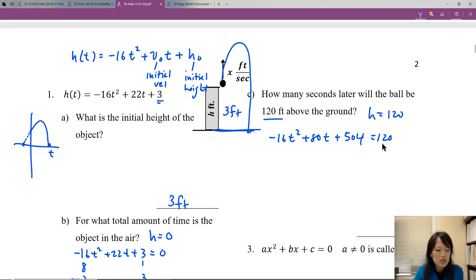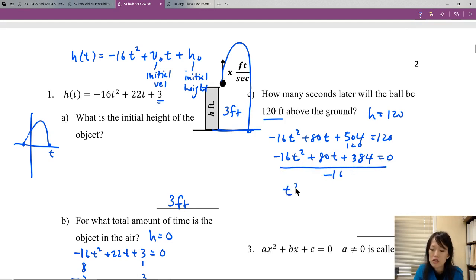Let's try it. You could divide everybody by negative 16, it's going to be divisible by 16, I think. Move the 120 over, so you end up with negative 16t squared plus 80t plus 384 equals 0. So let's divide everybody by negative 16. t squared minus 5t minus 24.